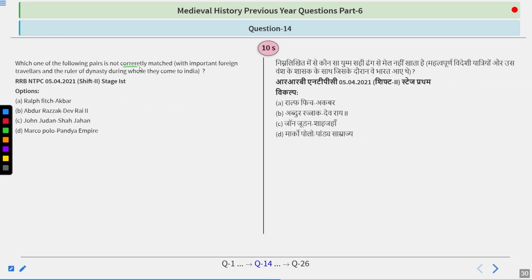Which one of the following pairs is not correctly matched with important foreign travelers and rulers of dynasty during whose reign they came to India? Options are Ralph Fitch, Akbar; Abdul Razak, Devaraya II; John Jourdain, Shah Jahan; Marco Polo, Pandya Empire. So try to figure out this answer. This question is really important and quite moderate to high.